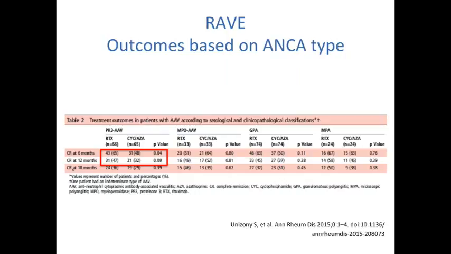And this data suggests that the proteinase 3 ANCA patients actually do much better than the MPO ANCA group, in that they have a higher rate of remission at 6 and 12 months in the rituximab treated patients compared to cyclophosphamide treated patients, and this was not true in the MPO ANCA vasculitis group. So this may be suggesting that we should consider different treatment regimens based on ANCA type rather than on the traditional clinical features.